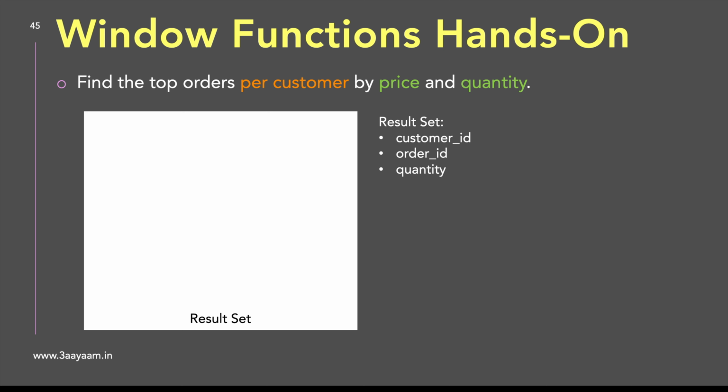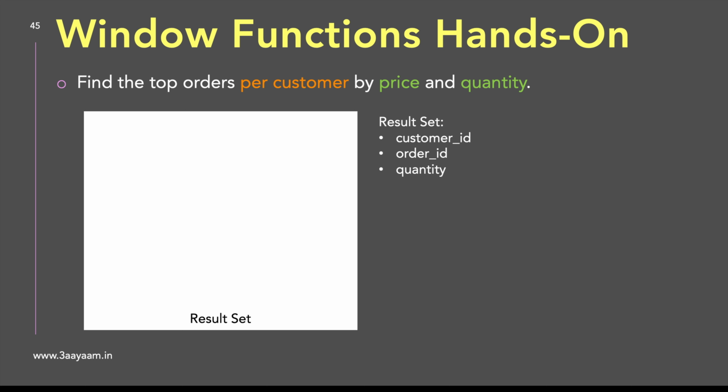So these are the three columns that we want from the orders table, because we want to find out the top orders. As I am trying to get the top orders, definitely I'll need the order ID. And as it is per customer, definitely I'll need the customer ID. And I want to find out the top orders based on the quantity and then based on the price. So definitely I should have either quantity or price. In this case, I am taking quantity, right? This is the result set. We have customer ID, order ID and quantity.